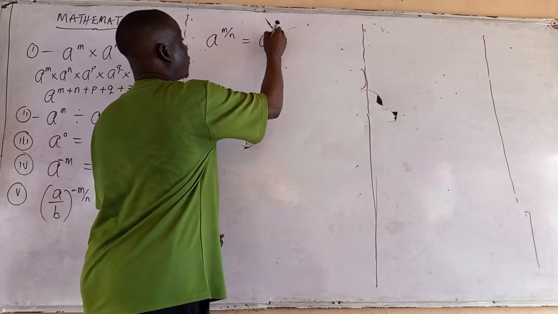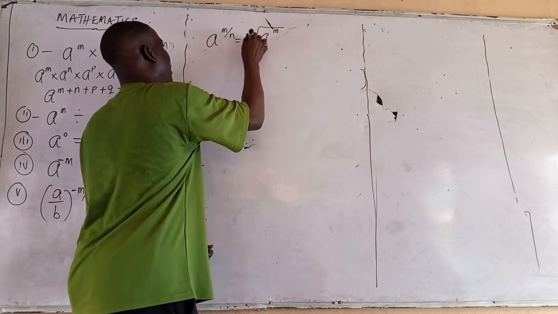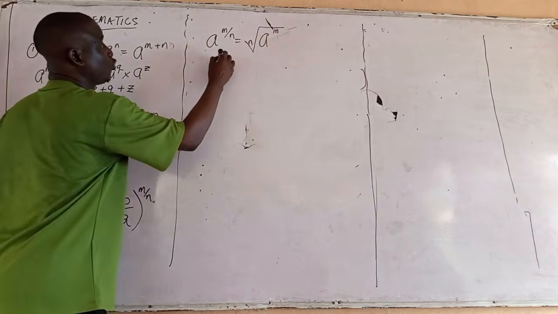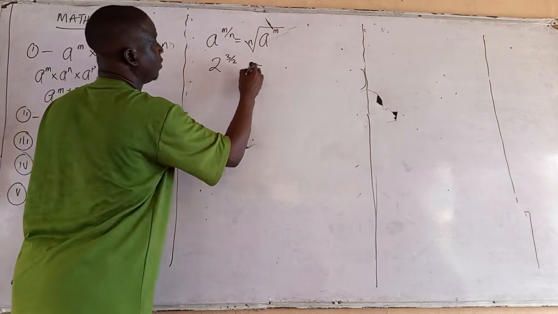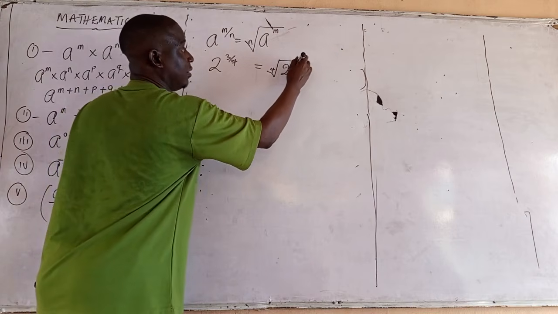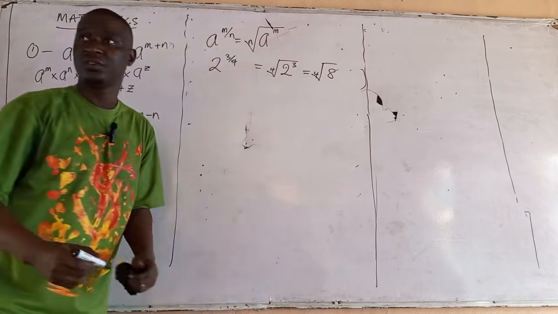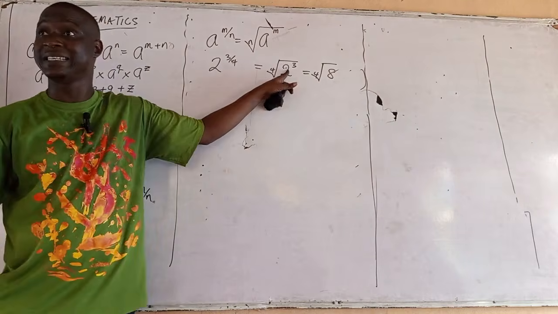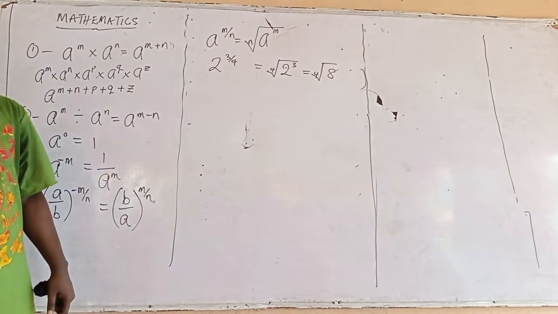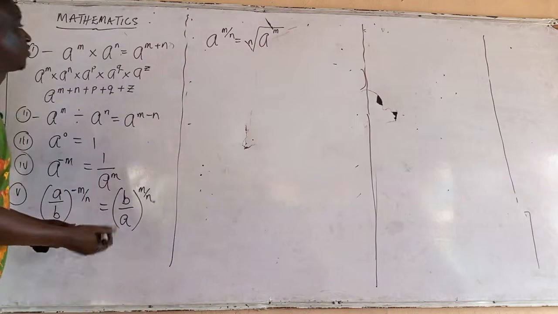It becomes a raised by m, and then the n-th root. So if I give you 2 raised by 3 over 4, this will now be the 4th root of 2 raised by 3, which is the same as the 4th root of 8. See now? Because 2 raised by 3 is the same as 2 times 2 times 2, so that becomes 8. These are the basic ones I can just give you.